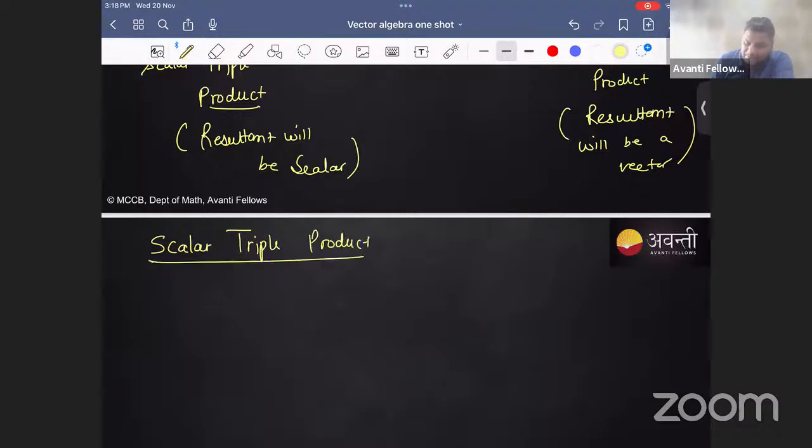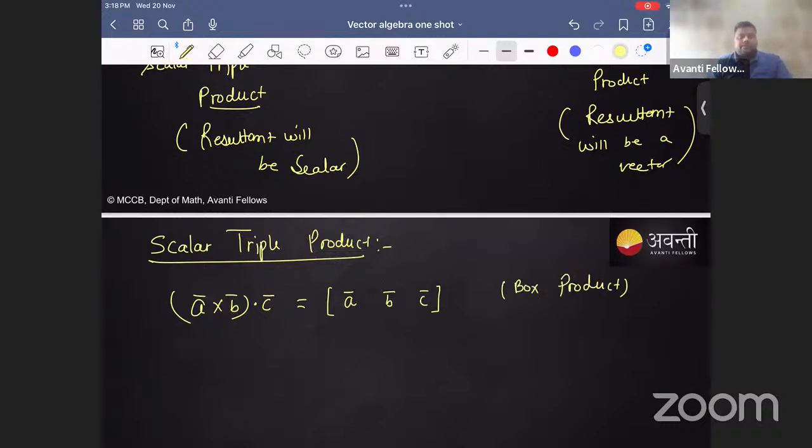Scalar triple product. See, this A cross B dot C. This is what we call scalar triple product. Now there is another way to write it, that is box A, B, C. This is a way to write it. You do not separate any comma in between, just write ABC at some gap and make it in a box. And that is why we also call it box product. Got it?